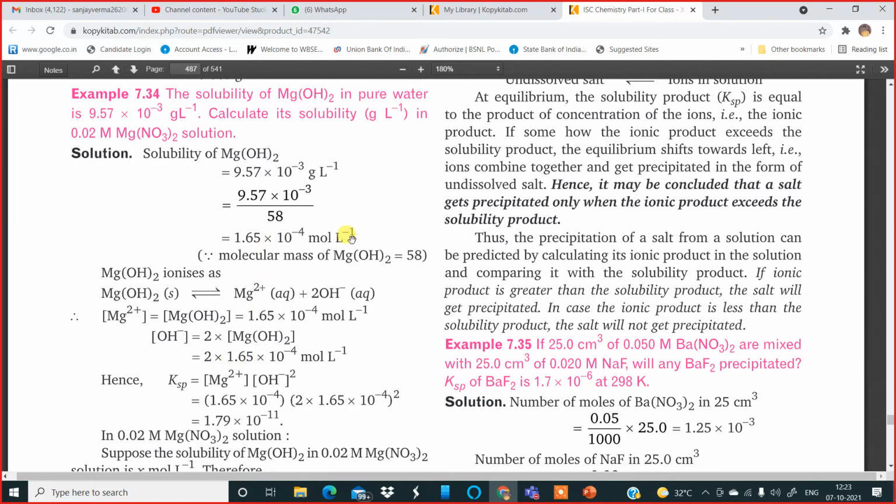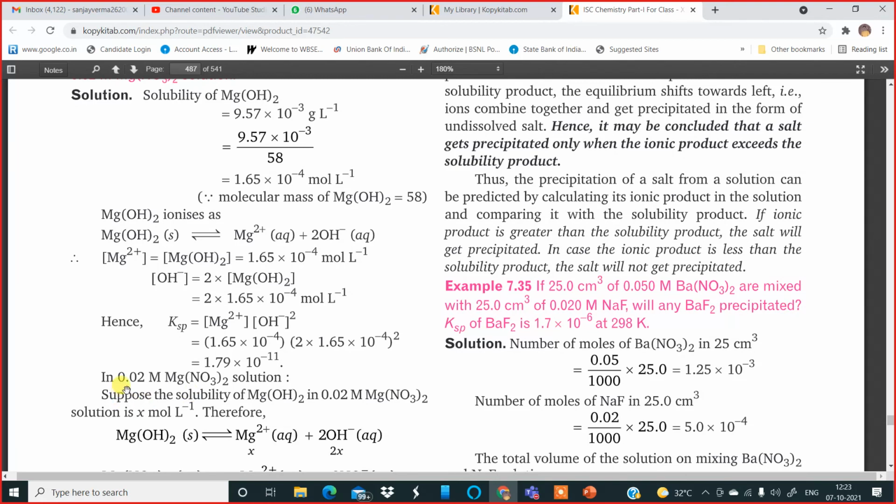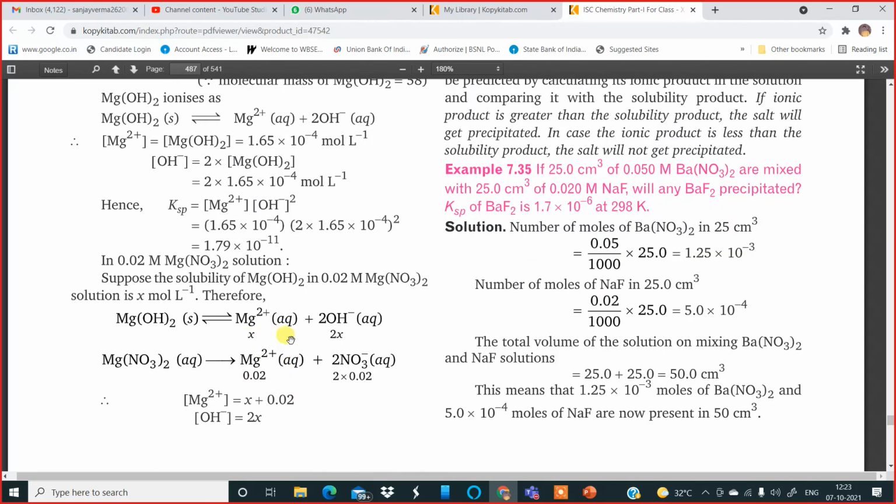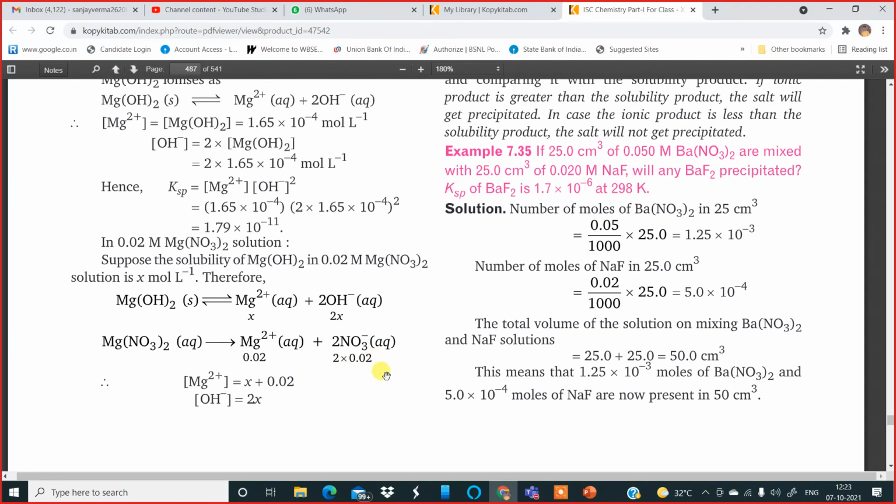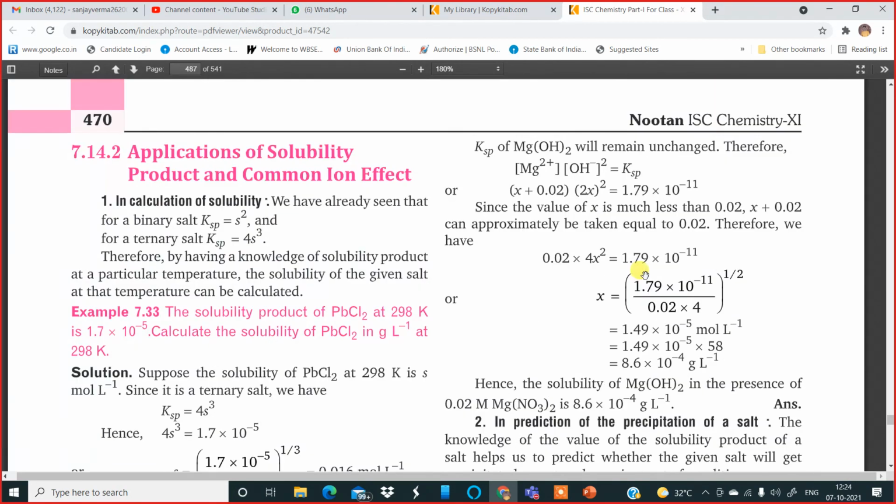We have calculated this, and then in 0.02 M magnesium nitrate solution, the solubility of magnesium hydroxide is assumed to be x moles per liter. If this is x, this will be 2x depending upon the stoichiometric coefficient, and this will become twice 0.02. Therefore the concentration of magnesium ions is x plus 0.02 and hydroxyl is 2x. Based on this, it is finally solved. KSP is the product of the concentration of magnesium and hydroxyl ions. Put in the values and get the answer in terms of x.